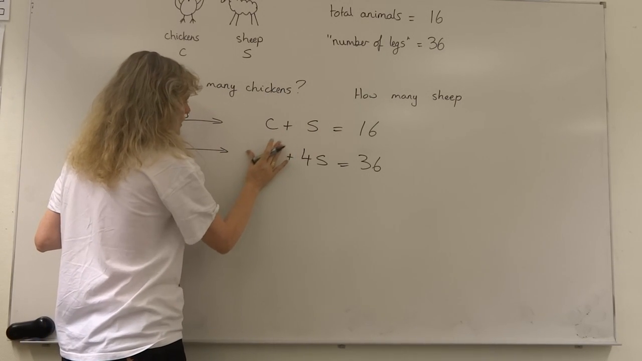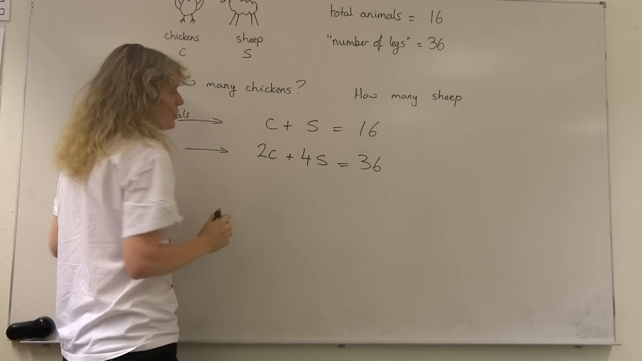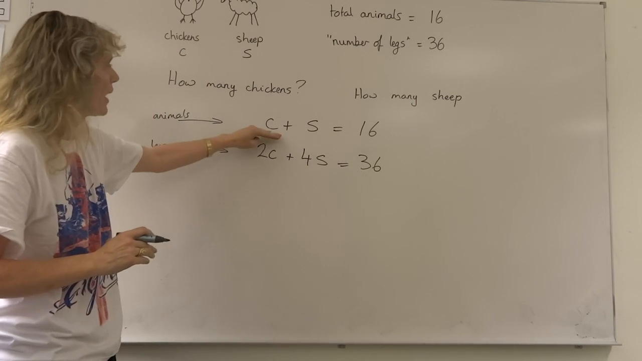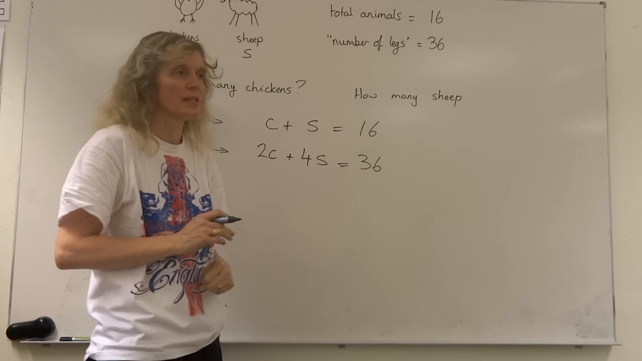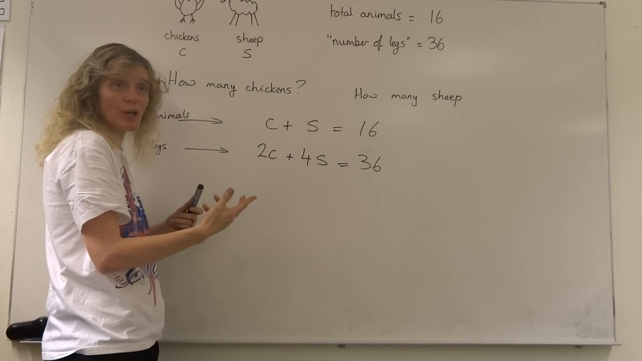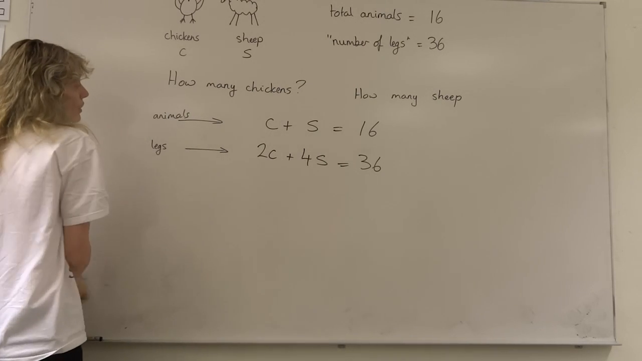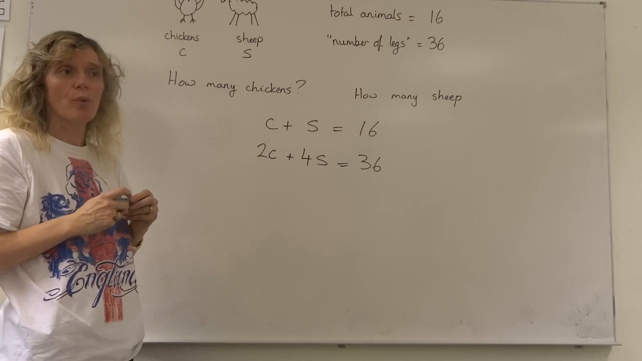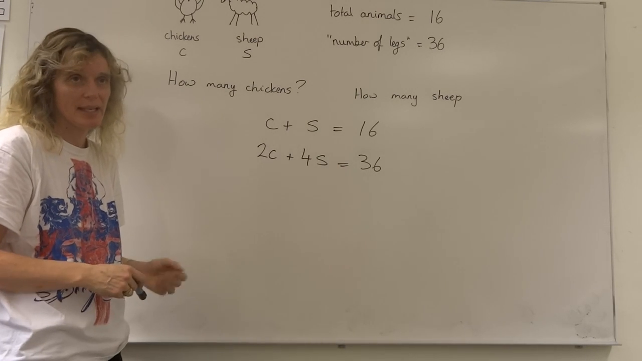We just call it 2c. So if we're talking number of legs, we've got 2c plus 4s equals 36. And we have c plus s equals 16. And because we have two equations and two unknowns, it's easy to solve using our algebra skills. And there's two different ways, and I'll show you both ways. There's the Swedish way, and there's the English way.